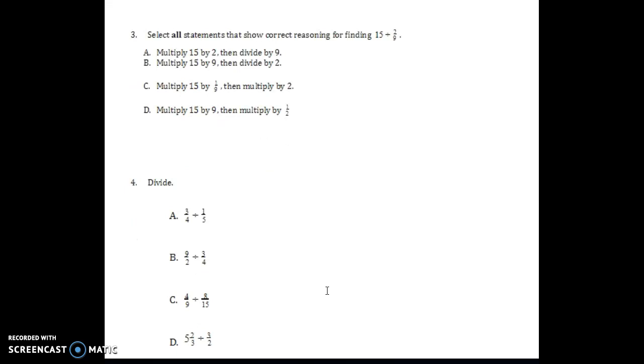Question 3. Select all statements that show correct reasoning for finding 15 divided by 2/9. A. Multiply 15 by 2, then divide by 9. B. Multiply 15 by 9, then divide by 2. C. Multiply 15 by 1/9, then multiply by 2. D. Multiply 15 by 9, then multiply by 1/2.